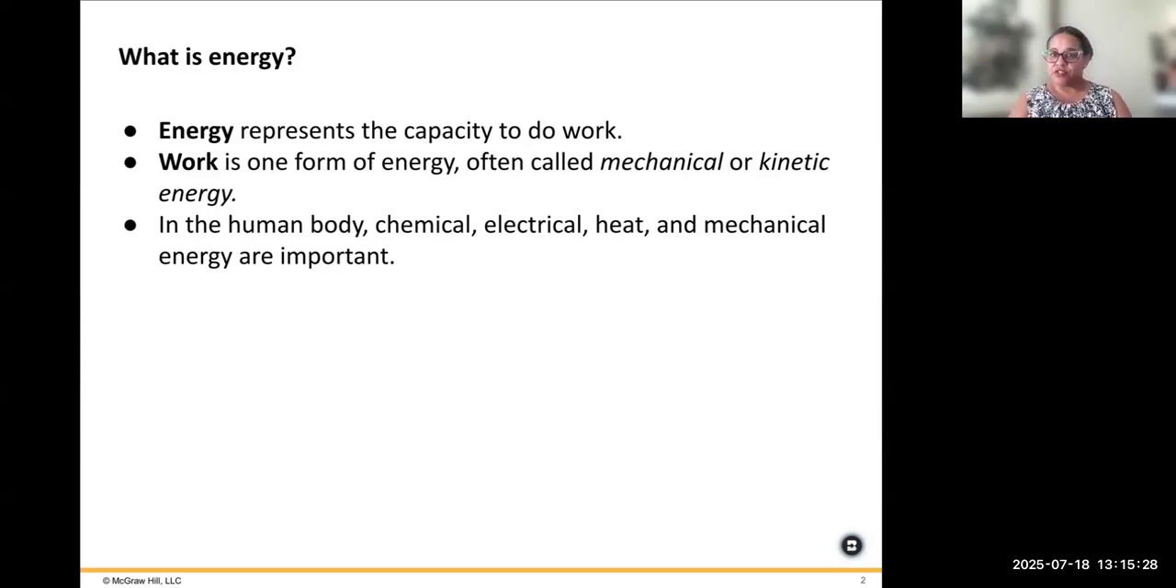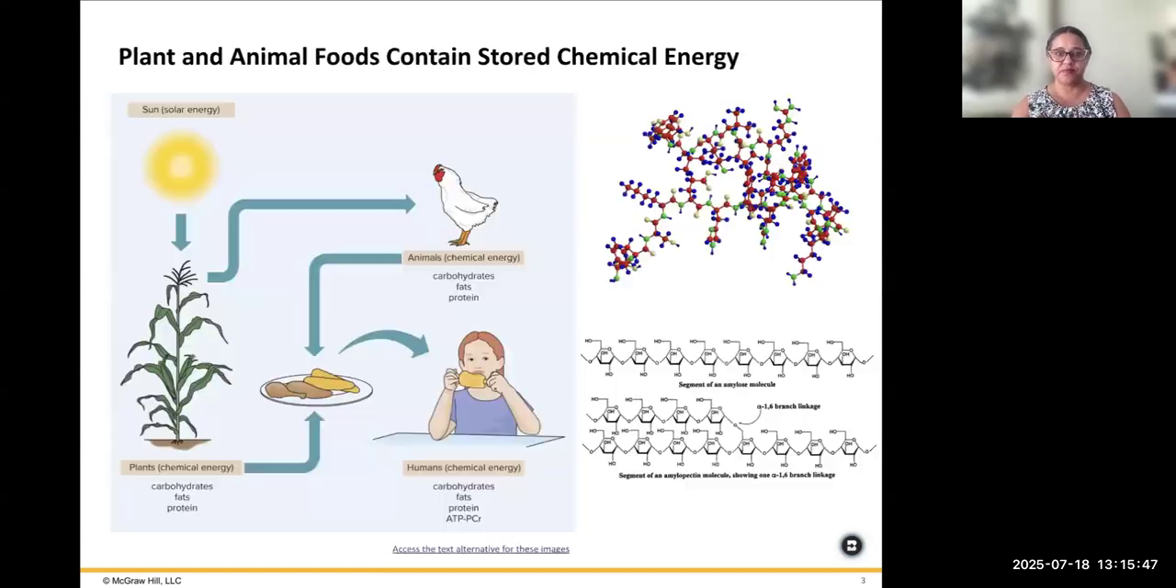Work is only one form of energy. This is often called mechanical or kinetic energy. And in the human body, we use all different forms. Chemical, electrical, heat, and mechanical energy are all important. There are other types of energy that we use in our life, but these are the main types that our actual body uses.